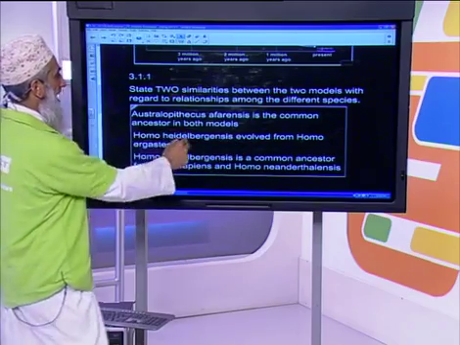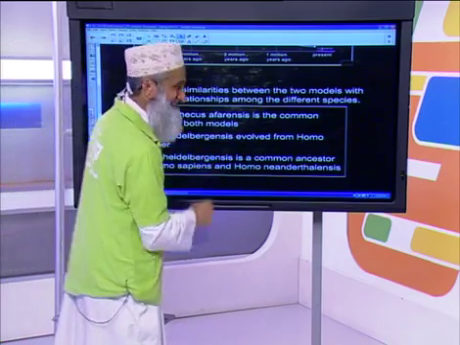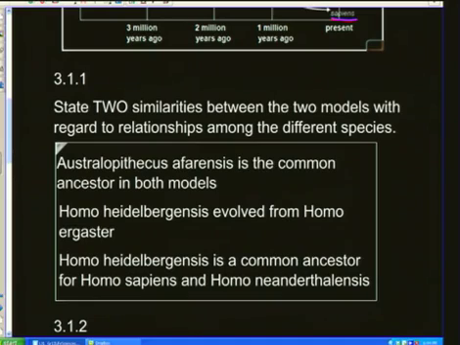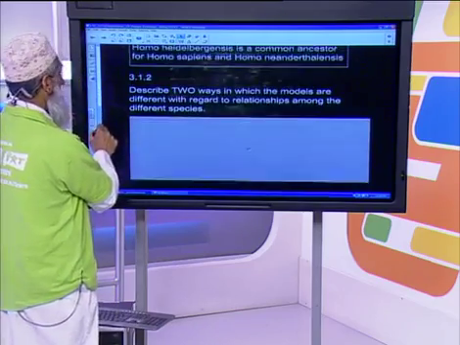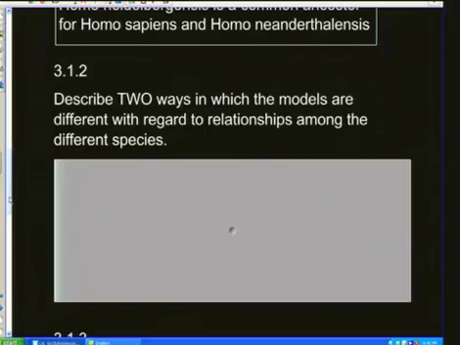They will take your answer first. Then Homo heidelbergensis evolved from Homo ergaster in both models, and it is a common ancestor to Homo sapiens and Homo neanderthalensis. Remember, when you write these things down, you must underline them because they are genus and species names, scientific names. Good. Describe two ways in which the models are different now.